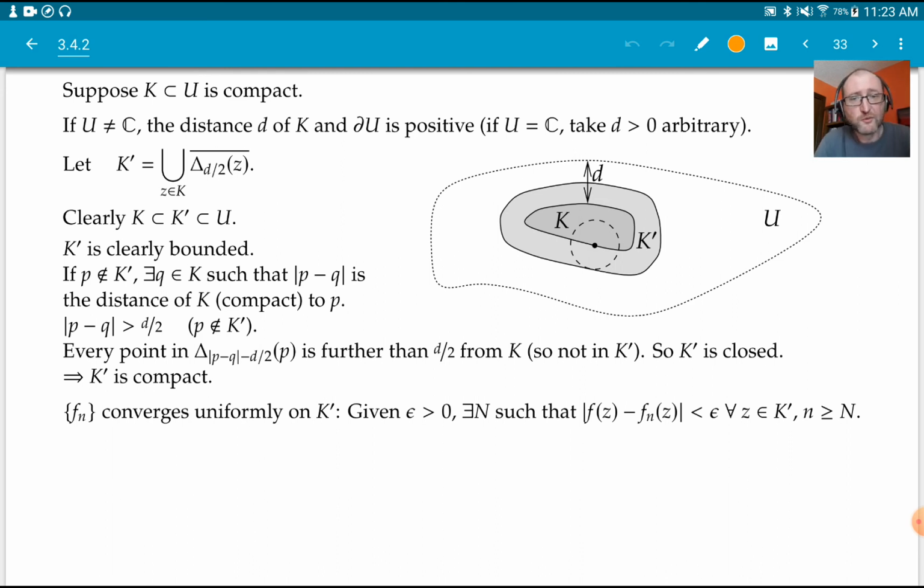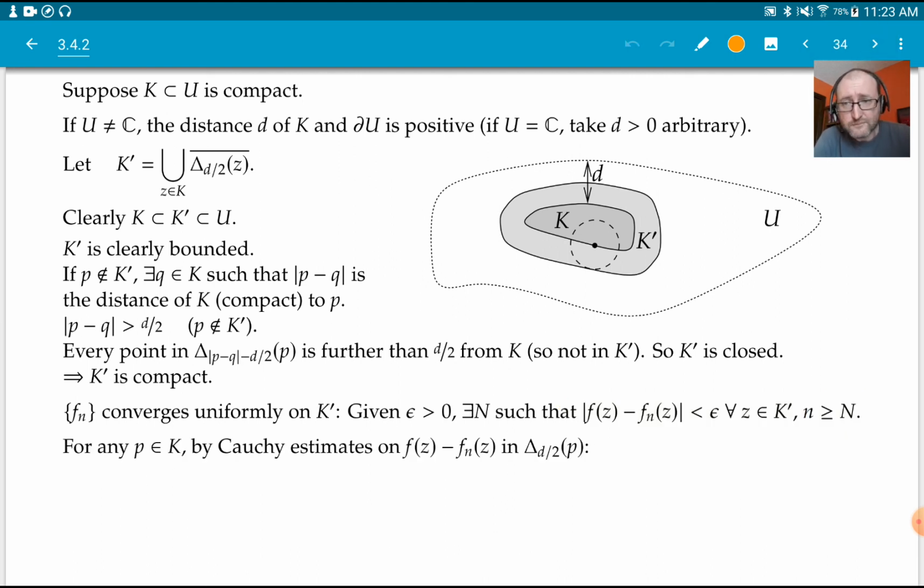Right, so we have that given epsilon, there's just some capital N such that we get epsilon close whenever we're in K prime and whenever n is bigger than capital N, right? That's just uniform convergence. So now, let P be any point in K, and we apply the Cauchy estimates to this function, which is a holomorphic function, on a disk of radius d over 2 around P, right?